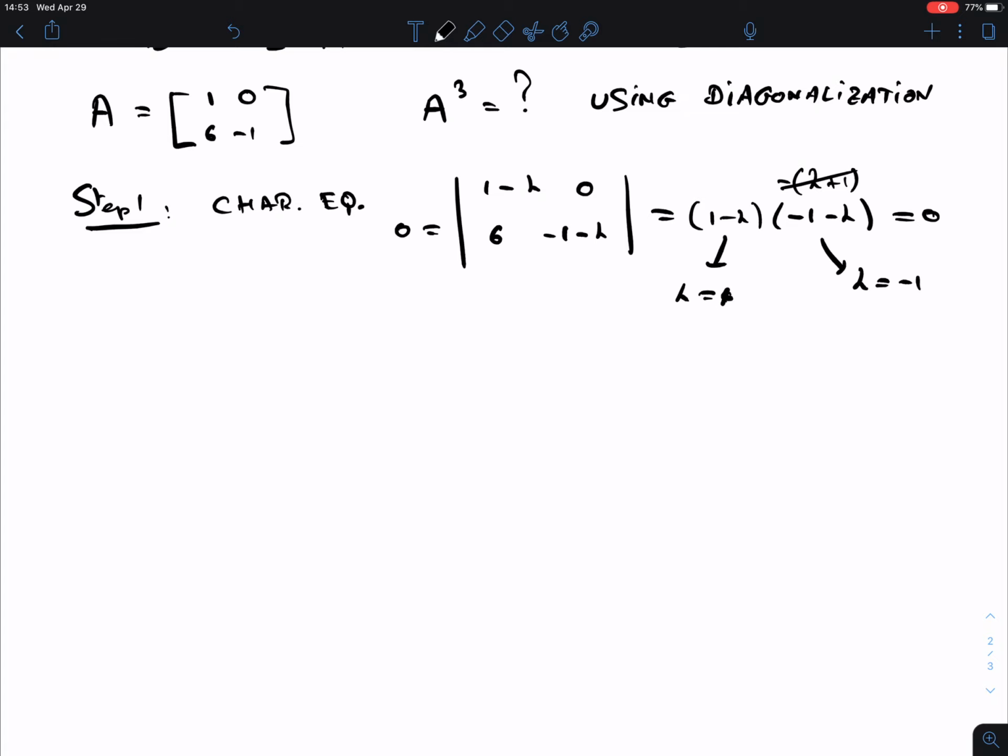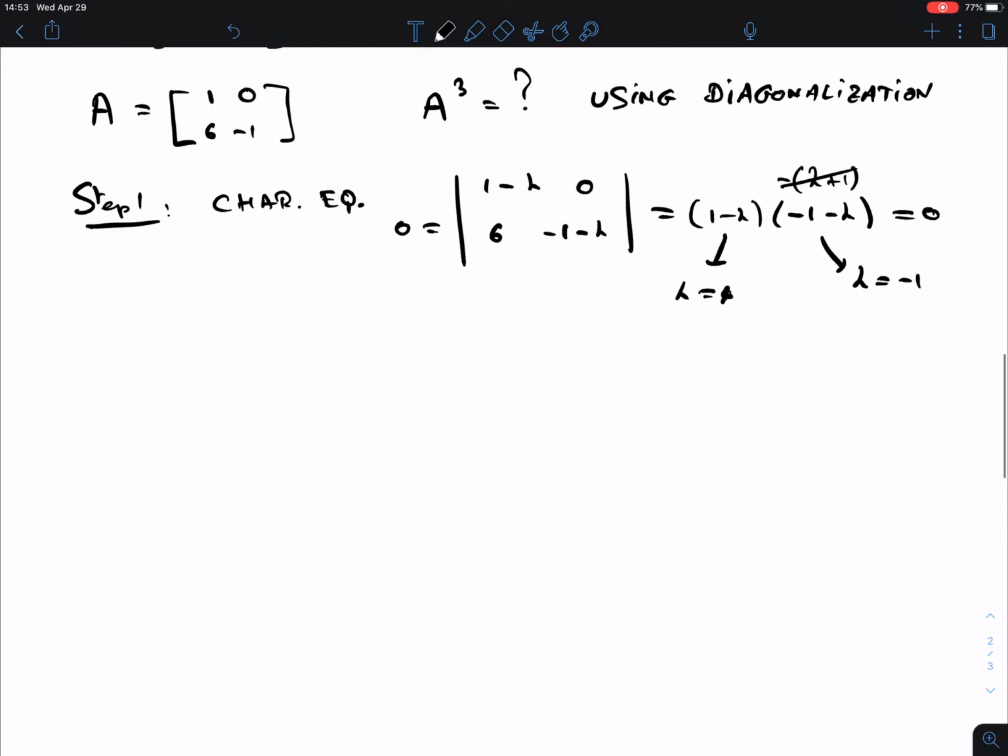Okay, so we have two eigenvalues. So we know already that the matrix is diagonalizable, right? Because they're all different. If you have all different eigenvalues, then you're good, for sure, because you have one vector for each, and that's going to give you the P.